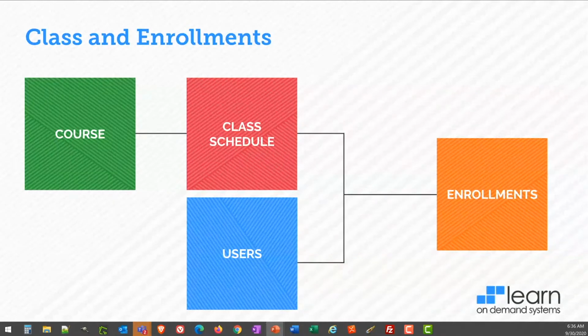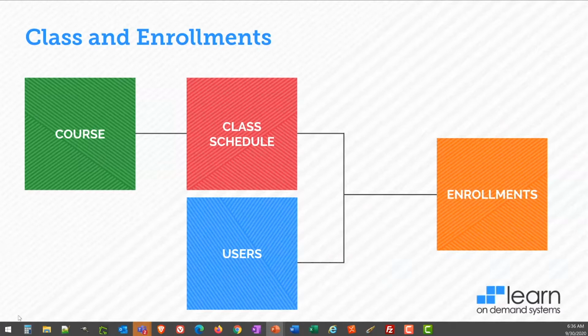A course holds the content being delivered, while a class is a specific time and place when the content is delivered by an instructor. So when you're scheduling a class, the course is selected, and the class dates and sessions are put into place.